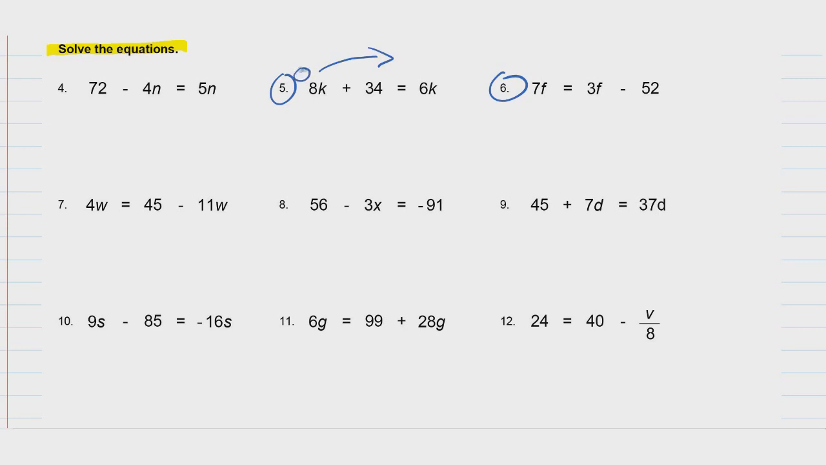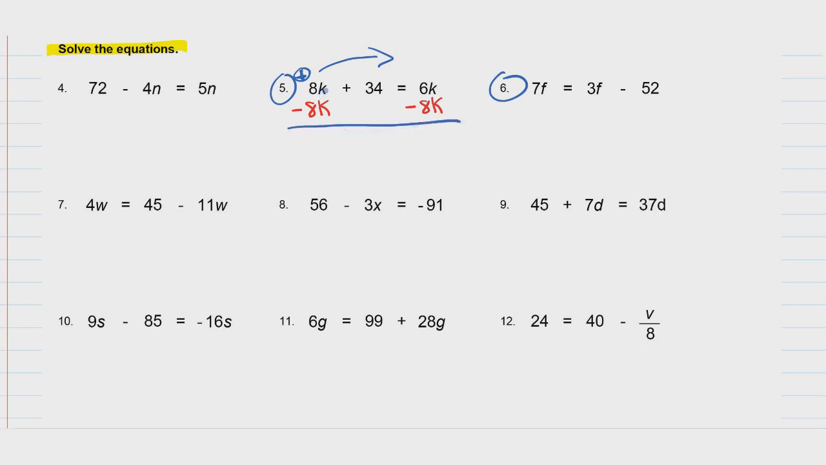We don't have a sign right here, and I just mentioned at the top that if you don't see a sign, it is positive. And if you're moving it to the opposite side, you have to do the opposite operation, which would be a negative or a minus. So we're going to do minus 8k right here. And whatever you do to one side, you have to do to the other. So we're going to minus 8k right there.